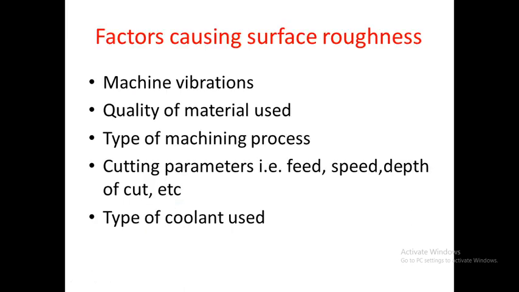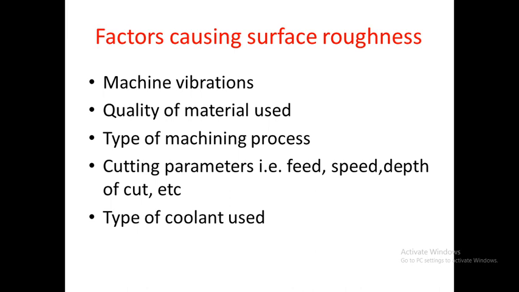Now some of the factors causing surface roughness are listed here. The first is machine vibrations. Surface gets rough because of machine vibration. This is because when the machine keeps on vibrating, the tool which is mounted on the machine also keeps on vibrating. Due to vibration, the tool may get loose from the tool post, or it may get deflected from its actual position. And due to this vibration or deflection of the tool, the surface of the object being machined becomes rough.